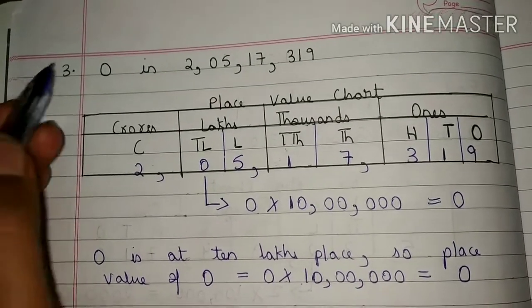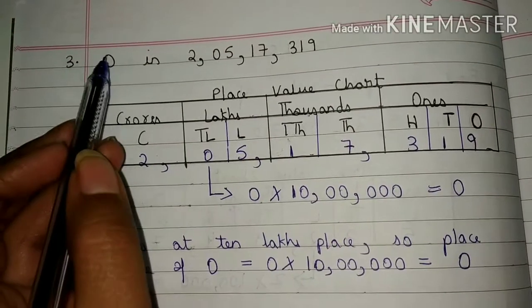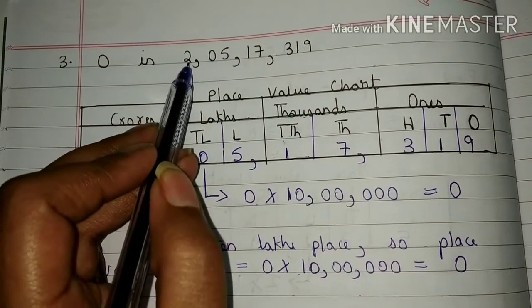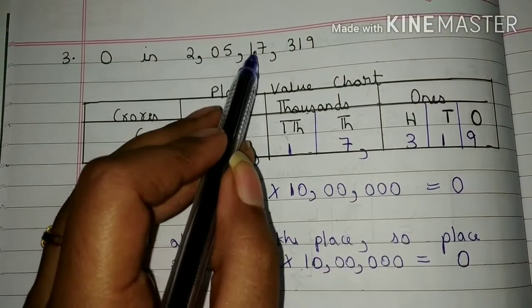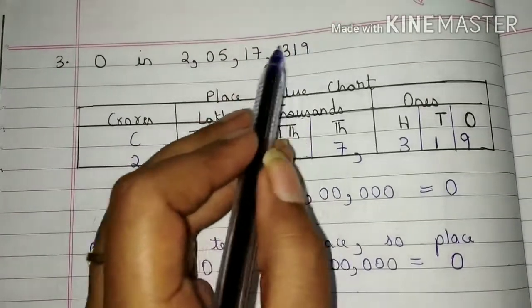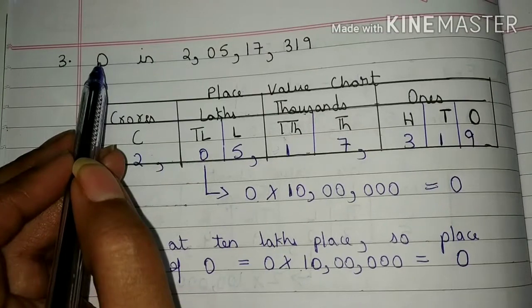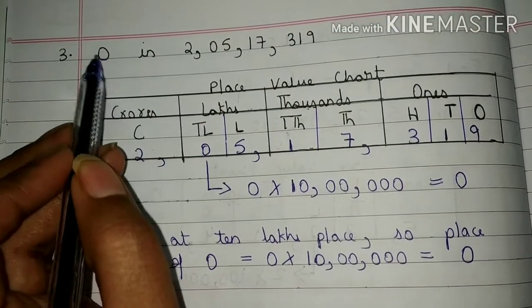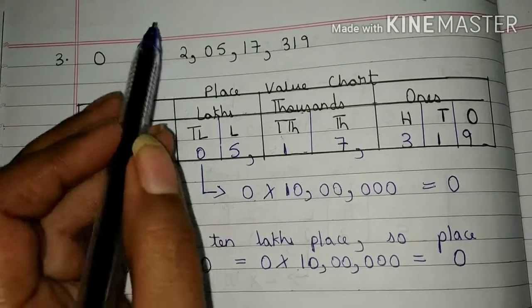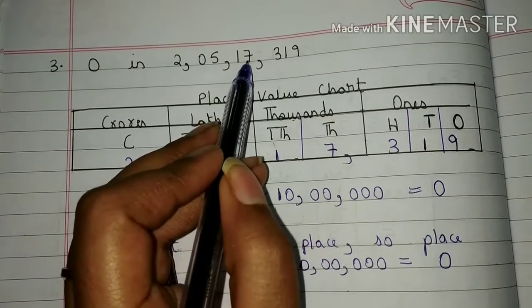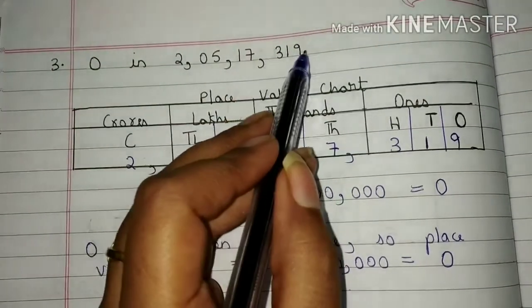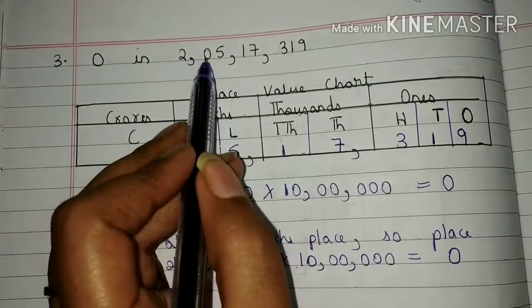Students, now come to the third question. 0 in 2 crore 5 lakh 17,319. Students, in this question, you have to find the place value of 0 in 2 crore 5 lakh 17,319. So how will you find?